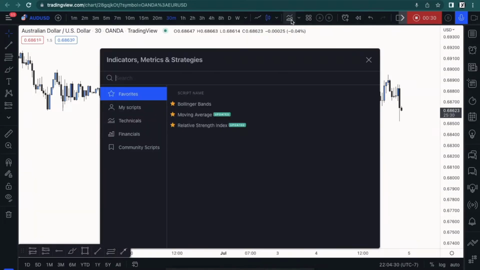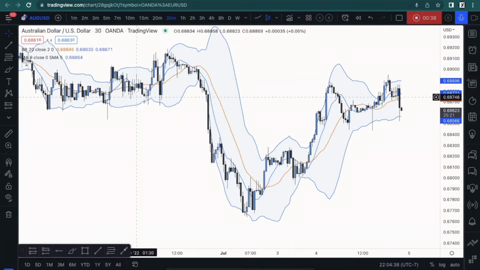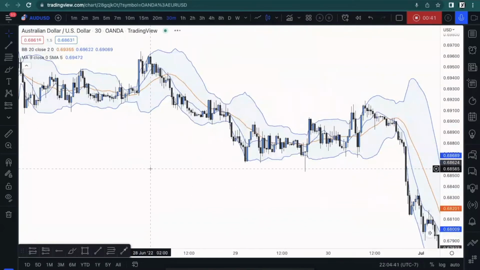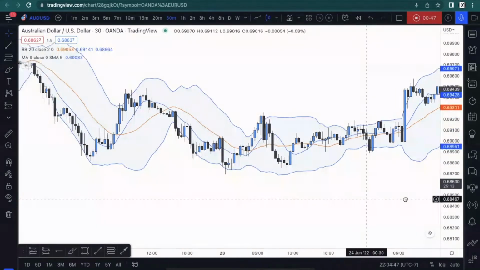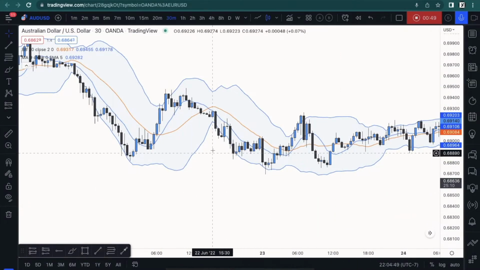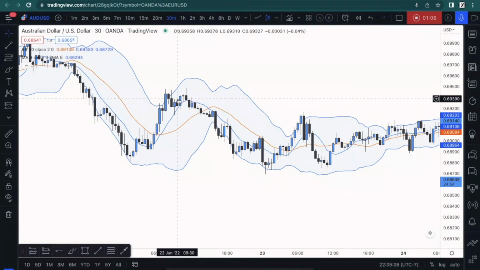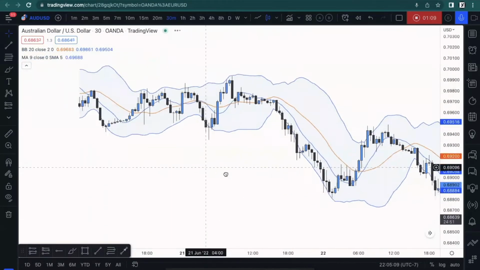For this strategy, we need two indicators. Number one, we need Bollinger Band and we need moving average. Both of them are in their default settings. We do not need to change anything in this strategy. The way this strategy works is whenever we see price closing below or above the Bollinger Band, we will wait for a candle closing inside the Bollinger Band and we will take our entry right there, putting our stop loss at the swing high or the swing low and targeting the 9 moving average. So let me just show a few examples here.